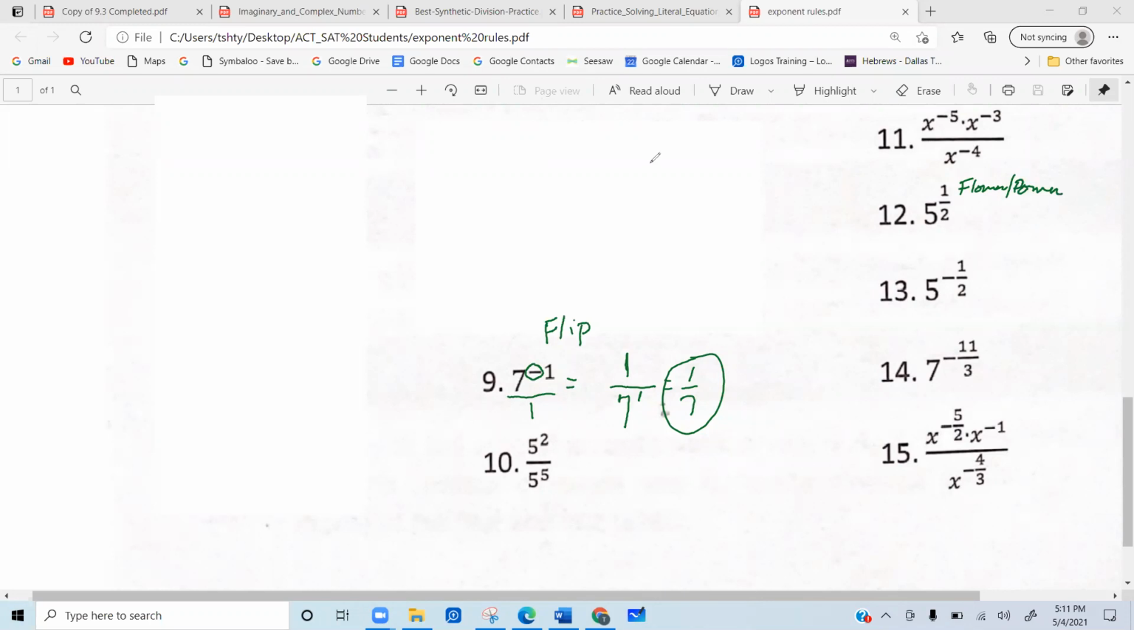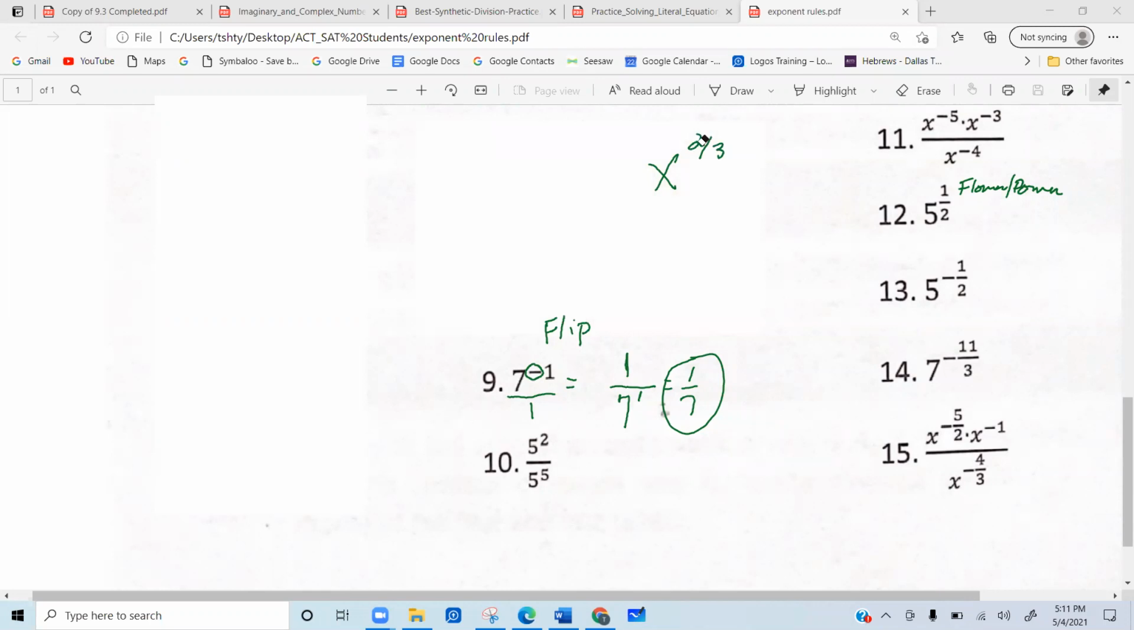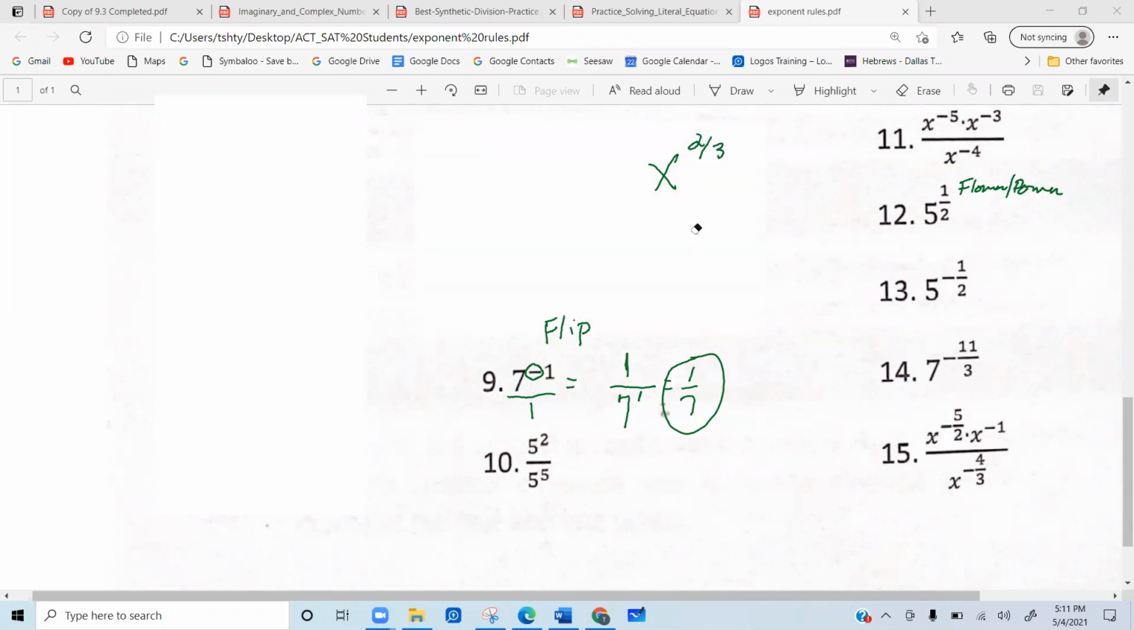And so when you have something like, let's say, x to the 2/3, okay, and let me write it more like this. I'm going to just write it more like, okay, not cooperating. X to the 2/3, okay.